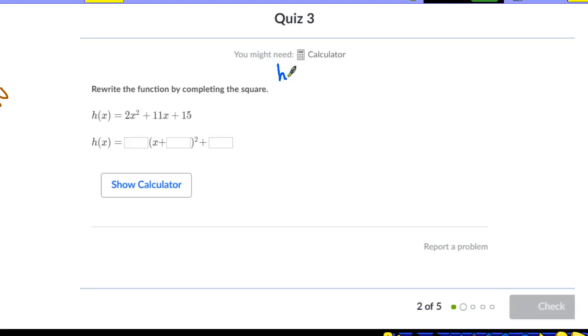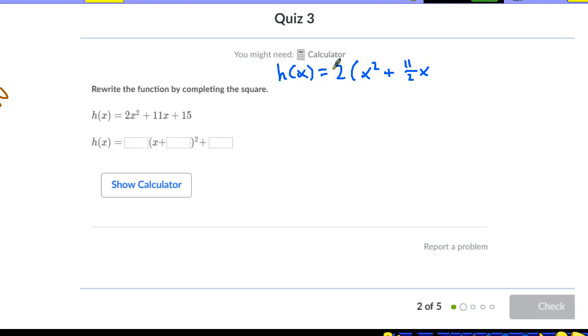We say h of x is equal to, and to complete the square we've got to get rid of the number in front of the x squared, so we'll factor that out, so we get 2x squared. Now we've got to factor out the 2 from this 11 also, so we make this into plus 11 over 2 x. So if I do 2 times 11 over 2, I get 11.